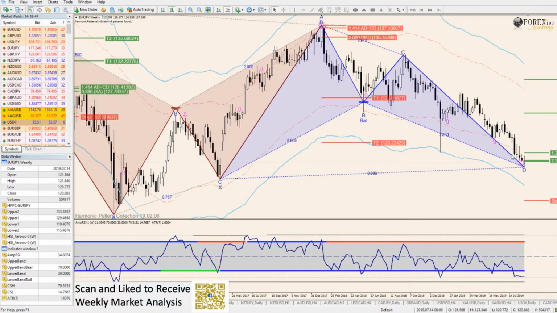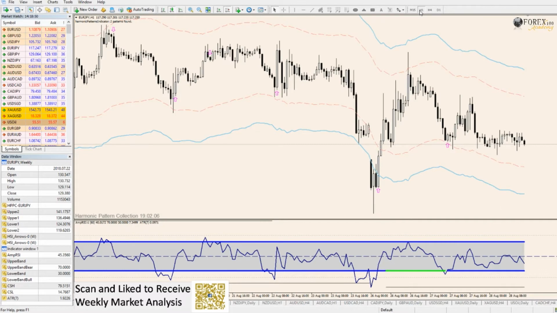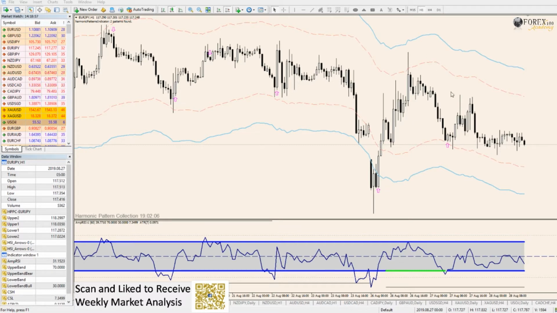Alright, so that's why I'm looking for a much deeper level on the 1 hour chart for the crab pattern to set up for a buying opportunity. Okay, or if not, there is also another potential for a gartley pattern formation as well.